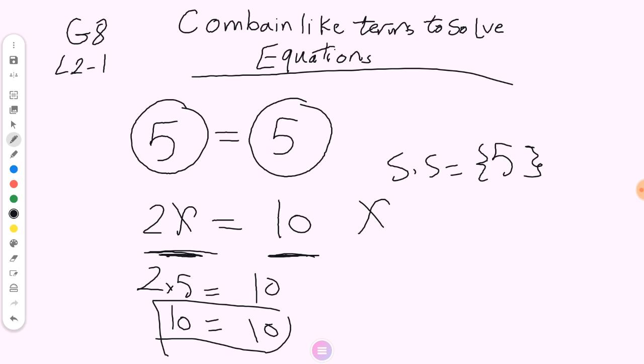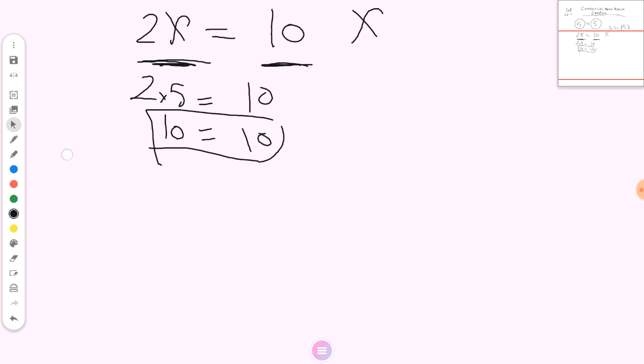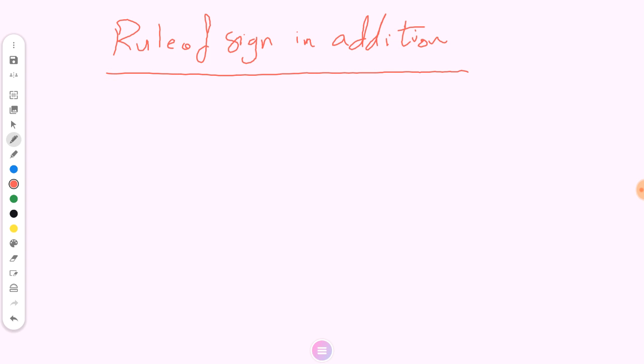But before I start our lesson today, I want to make a small revision about the rules of adding and subtracting different signs, okay? So the rule of sign in addition. When we're adding different or similar signs, what should we do?